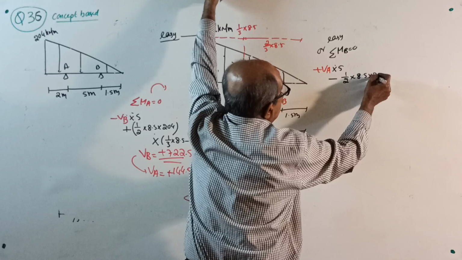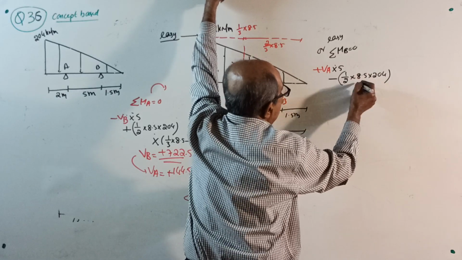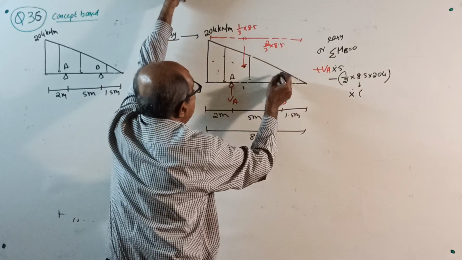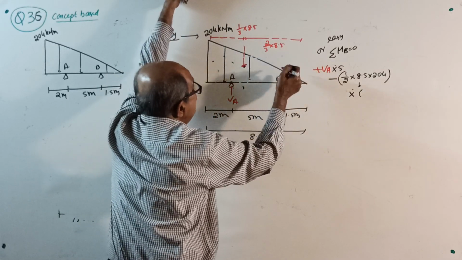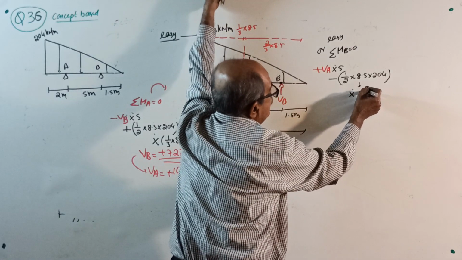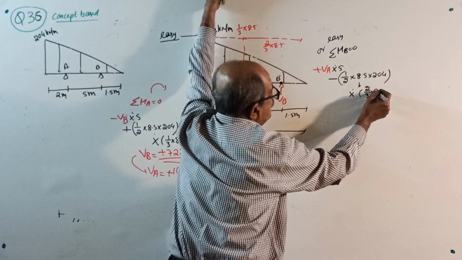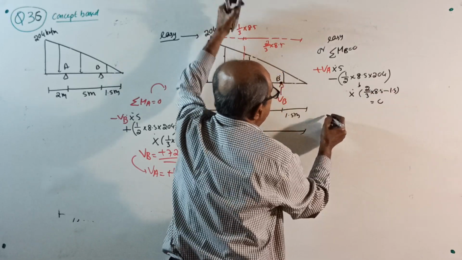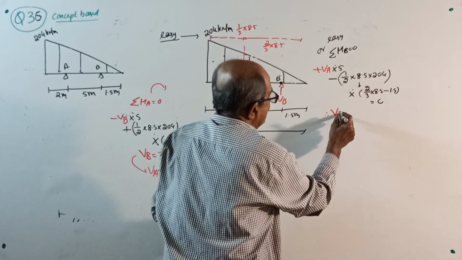8.5 into 204 is the total load into, space is not there. I want moment about B. See, into this distance is 2/3 of 8.5, minus 1.5 equal to 0. Therefore, your VA will come.